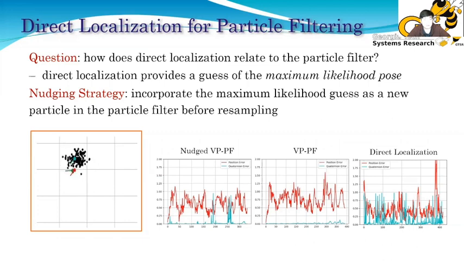What happens is that if this maximum likelihood guess is good, then the view prediction particle filter naturally resamples around the direct localization guess. If it's poor, then the view prediction particle filter just completely ignores it. You can see in these three error plots shown on the bottom here that the nudged view prediction particle filter does better in position than the view prediction particle filter without the direct localization, but also does better in quaternion error than the direct localization alone.